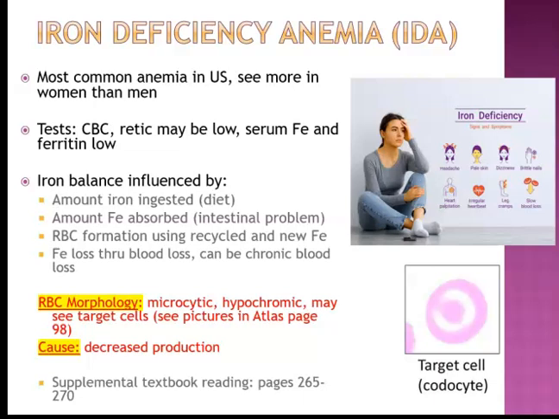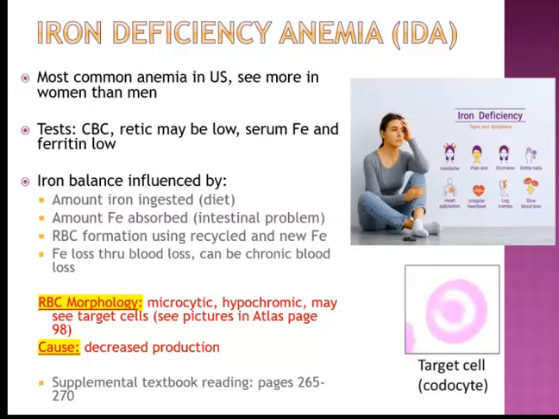Next, let's talk about iron deficient anemia, or IDA. This is the most common anemia in the U.S., and you see it more in women than men. Some tests that we use in the lab to test for iron deficient anemia include our CBC count. The retics, or reticulocytes, may be low, and the serum iron and the ferritin. Remember, our ferritin is our storage iron that's in the liver, and it may be low.